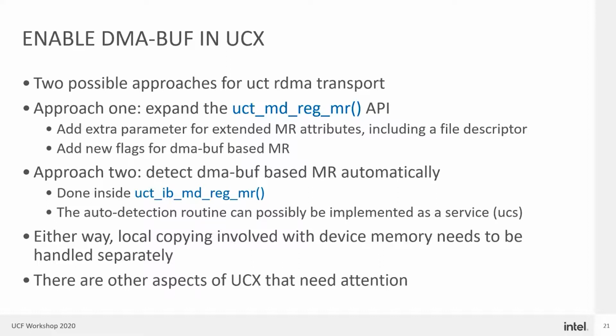And either way, there is some actual handling involved with local copying, involving device memory, that needs to be handled separately, like what CUDA and the other GPU APIs do. Also, other aspects of UCX outside of the RDMA transport may need some new additions or changes in order to handle DMA-BUF. Those are details I have not been looking into yet, but there is definitely something that needs to be done there.